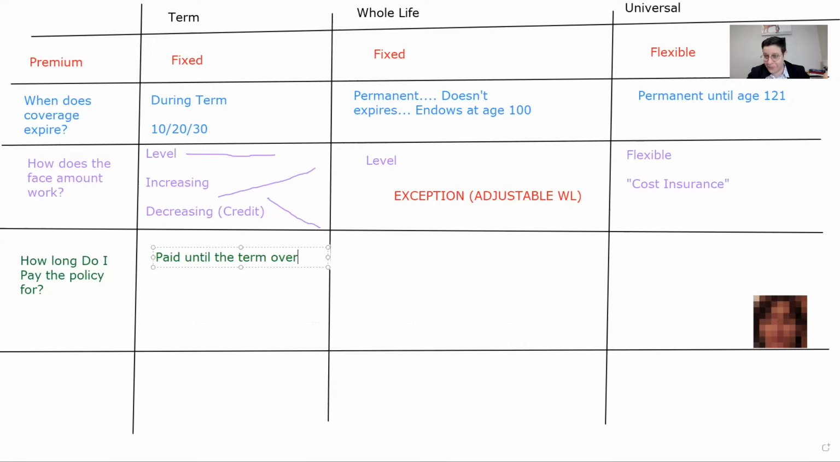10 years. 10 years. Right? If it's a 15-year term, how long do I pay it for? 15 years. That's it. Exactly. That's exactly the way that it works, okay?